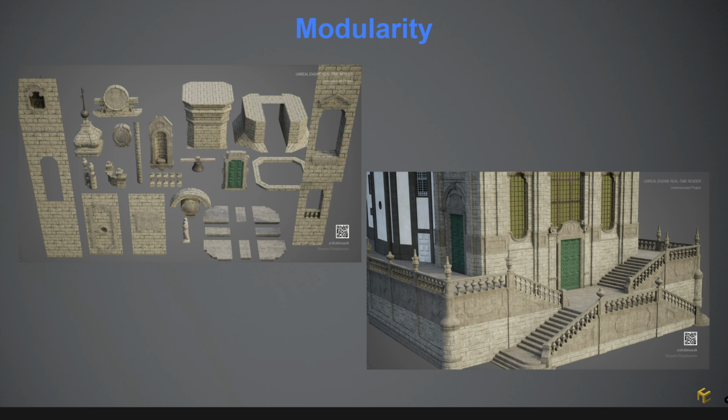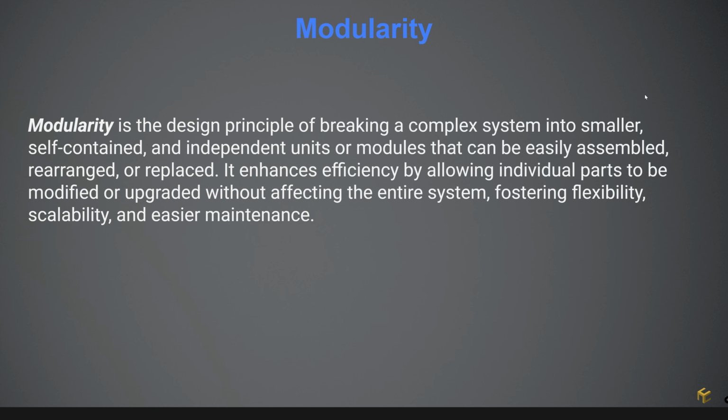So what exactly is modularity? Modularity is a design principle that helps us break down complex systems into smaller, self-contained little units or modules that can be easily assembled, rearranged, replaced, moved around, however you want to discuss it. It enhances efficiency by making everything more of an individual part that can be modified or upgraded without changing the whole environment or the whole system. It's flexible, scalable, and very easy to maintain.